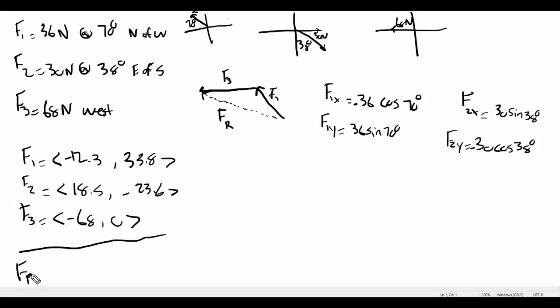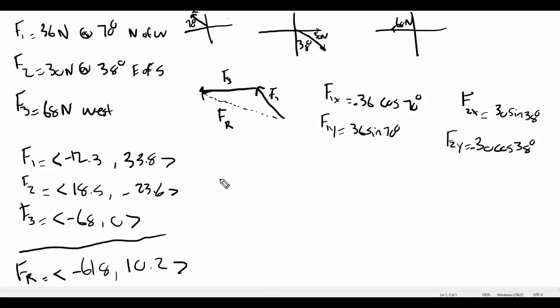You add up the x components with the x components and the y components with the y components to get the components of the resultant. So you do negative 12.3 plus 18.5 minus 68. That gets you negative 61.8, comma, you do 33.8 minus 23.6 plus 0. So you get positive 10.2. So here we have the components of the resultant.